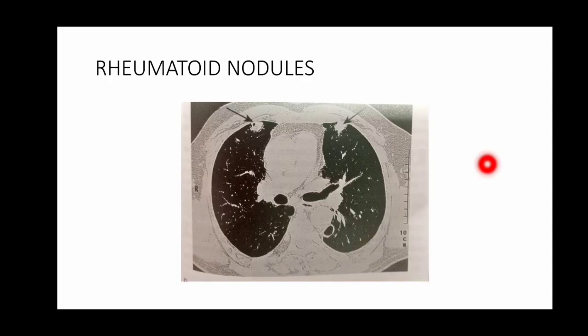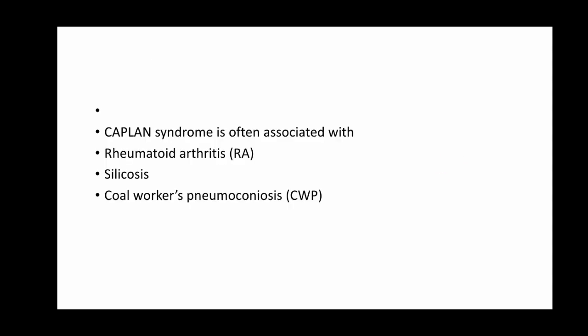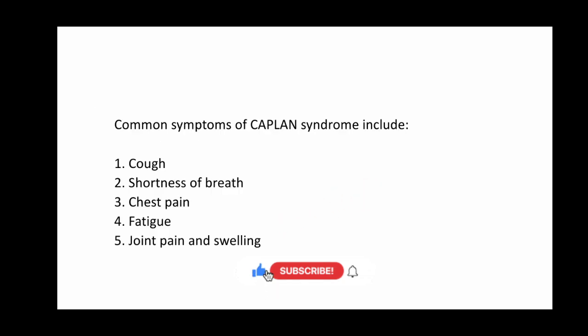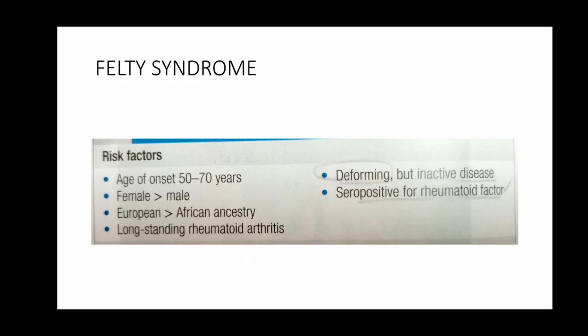You can clearly see here the rheumatoid nodules. And Caplan syndrome is associated with rheumatoid arthritis and silicosis and coal-worker pneumoconiosis. And the common symptoms are related to the respiratory system: cough, dyspnea, chest pain, fatigue, and joint pain and swelling.